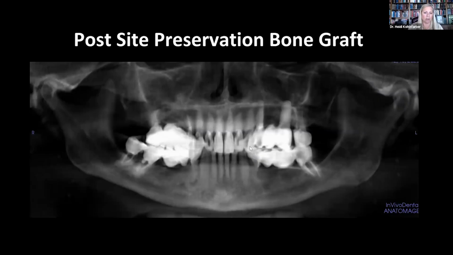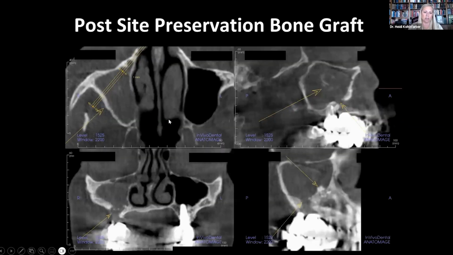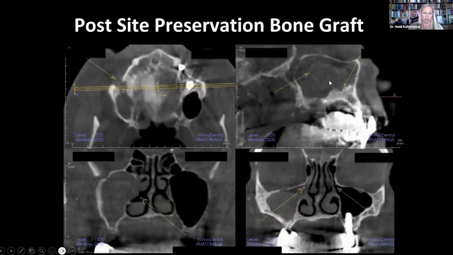This was another one, post-site preservation bone grafting. Looks like it has integrated from the 2D. We get into the 3D, and again, we have a large oral antral fistula. We actually have thickening and sclerosis of the cortical bone on that side. We have a chronic inflammatory process. We can see some remnants of that bone graft material as well. And if we're looking at it, you can see some displacement of those cortical borders of the sinus.